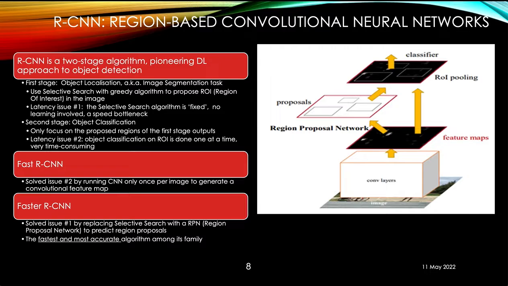It has a couple of latency issues. Issue number one: because the selective search algorithm is fixed, with no learning involved, it is a speed bottleneck. And the second latency issue is that object classification on the regions of interest is done one at a time, so it is very time consuming. Fast R-CNN solves issue number two by running the CNN only once per image to generate a convolutional feature map. And on top of it, Faster R-CNN solves the first issue by replacing the selective search algorithm with a region proposal network to predict the region proposals. So Faster R-CNN is the fastest and the most accurate algorithm among its family.